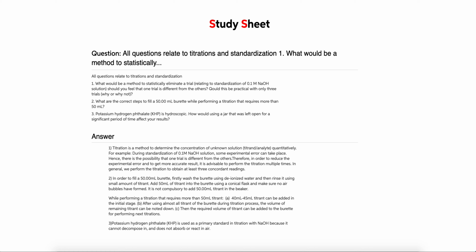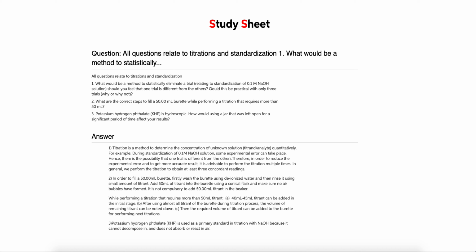Answer 2. In order to fill a 50 milliliter burette, firstly wash the burette using deionized water and then rinse it using a small amount of titrant. Add 50 milliliters of the titrant into the burette using a conical flask and make sure no air bubbles have formed. It is not compulsory to add 50 milliliters of titrant into the beaker.